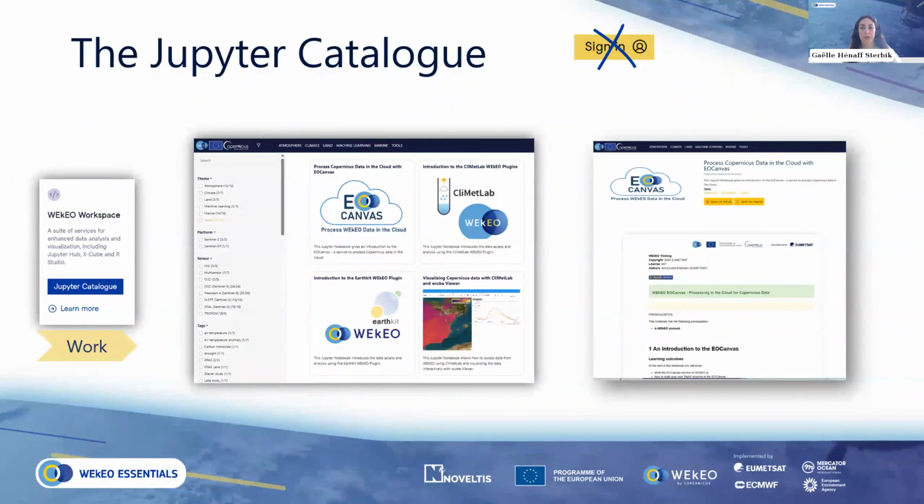WEkEO also offers a Jupyter notebook gallery with over 100 ready-to-use notebooks developed across the Copernicus services. You can view notebooks directly, clone them via GitLab, or customize them for your needs, or launch them in the WEkEO Jupyter Hub if you're a registered user. This growing collection of notebooks covers a range of topics and workflows to help you learn and apply best practices when working with Copernicus data.